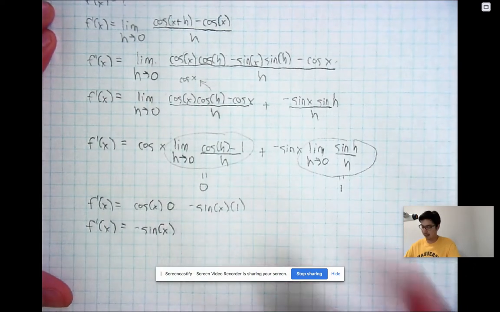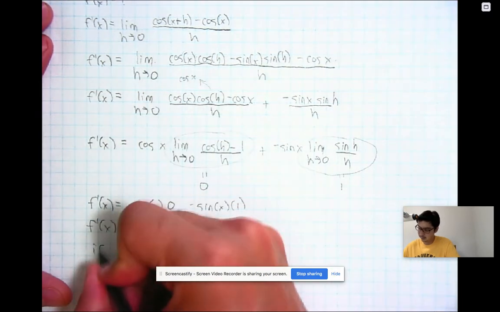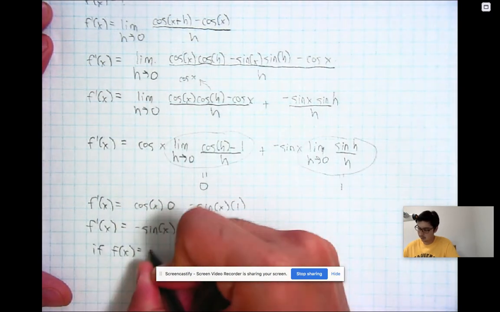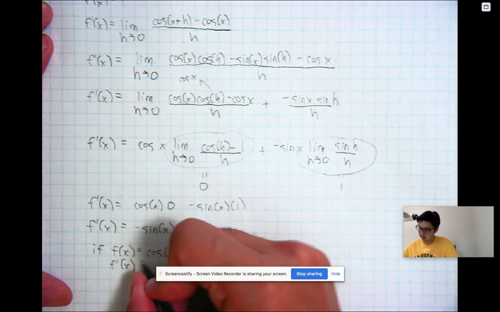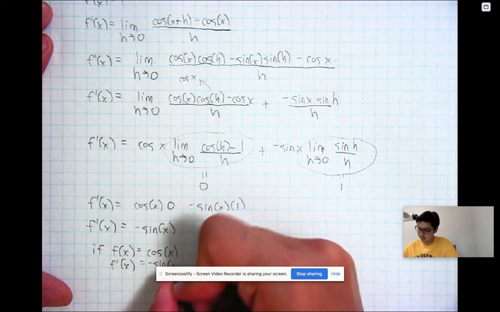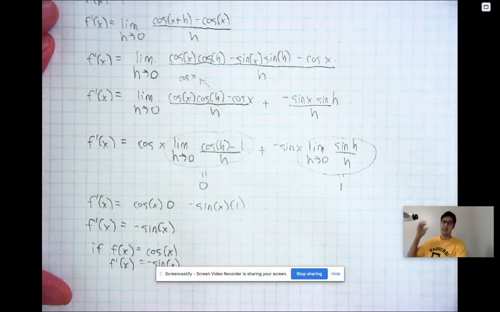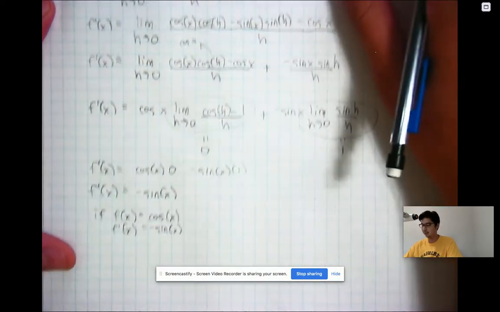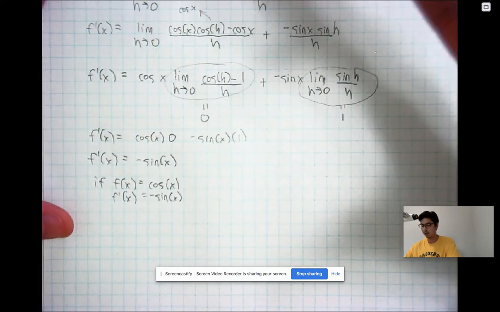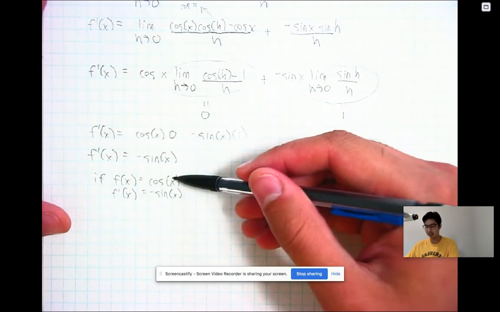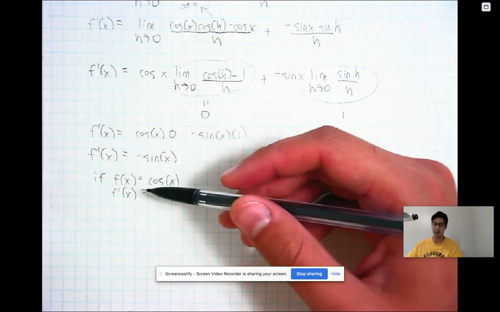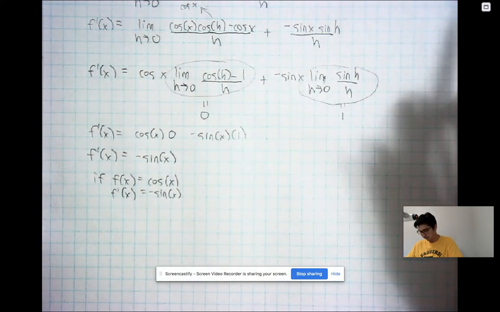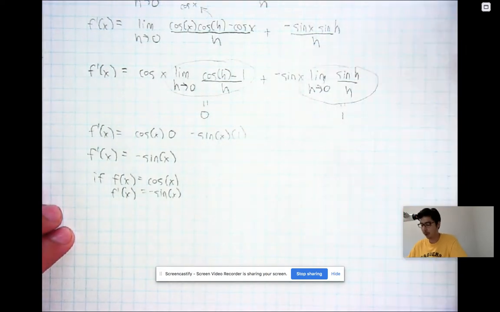And the significance again of that is that if f of x equals cosine of x, f prime of x will equal negative sine of x. And there's the second part of this. So that means if we have a function cosine of x, it's almost related to sine of x, but the negative version of it. And that's something you're going to want to memorize and know.